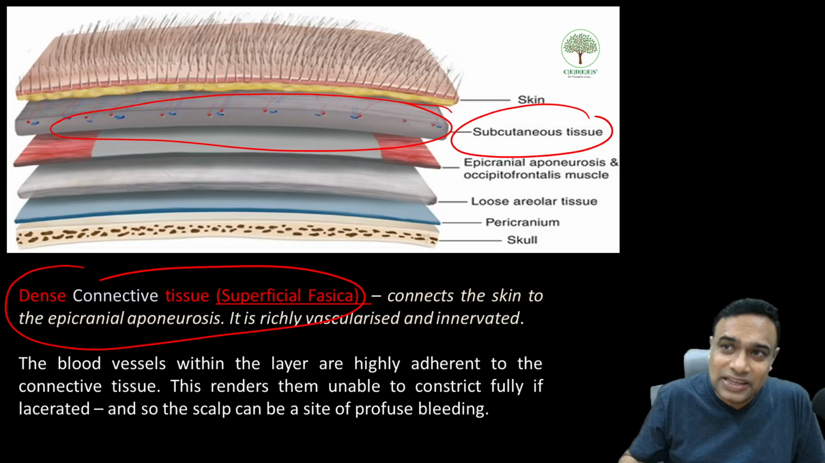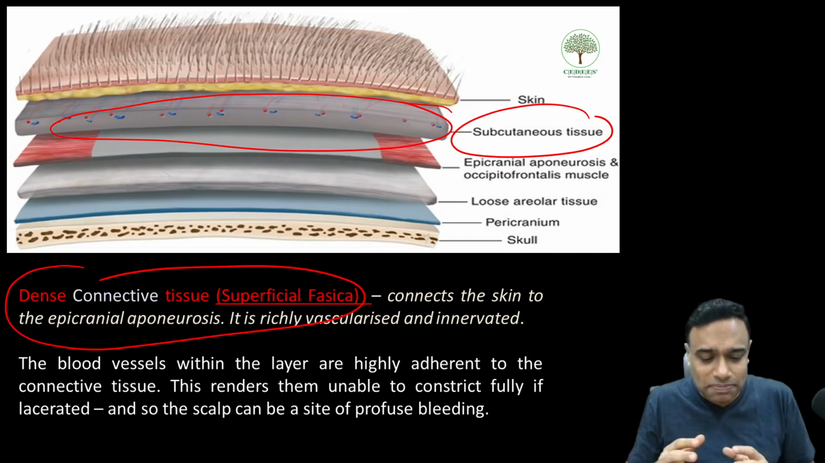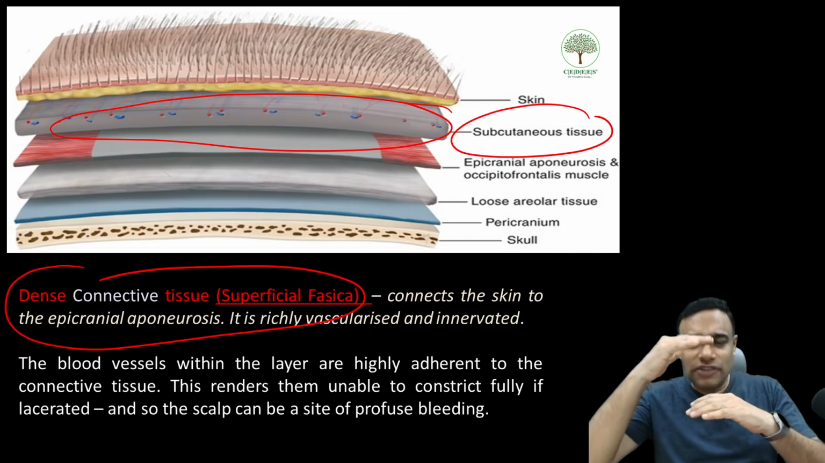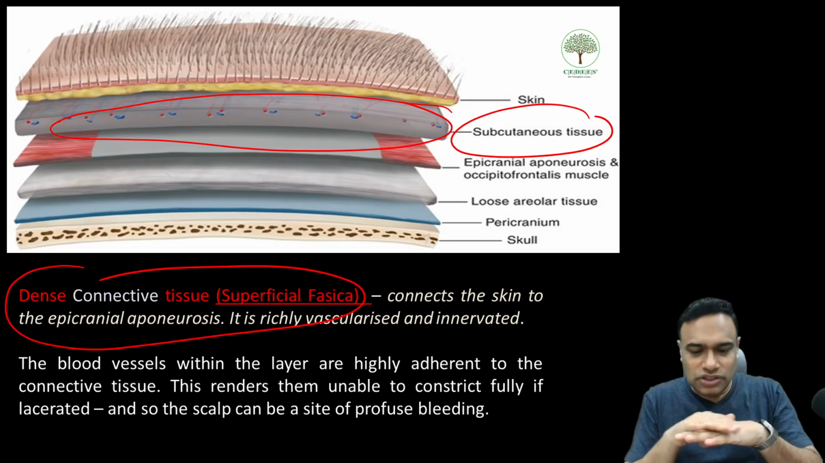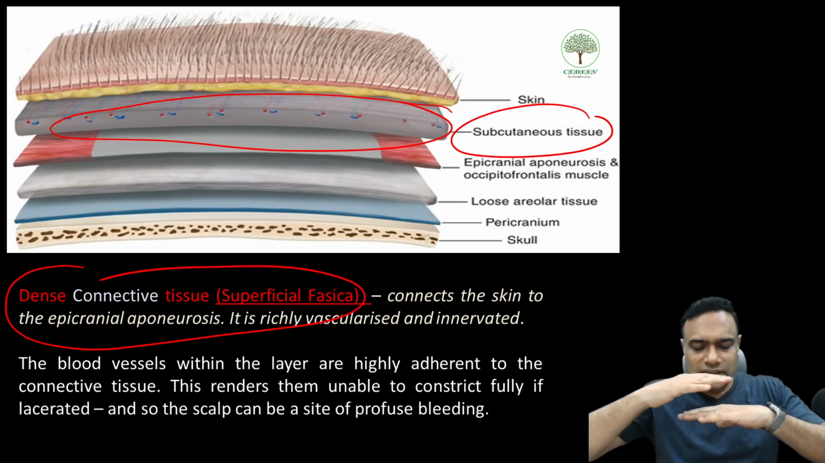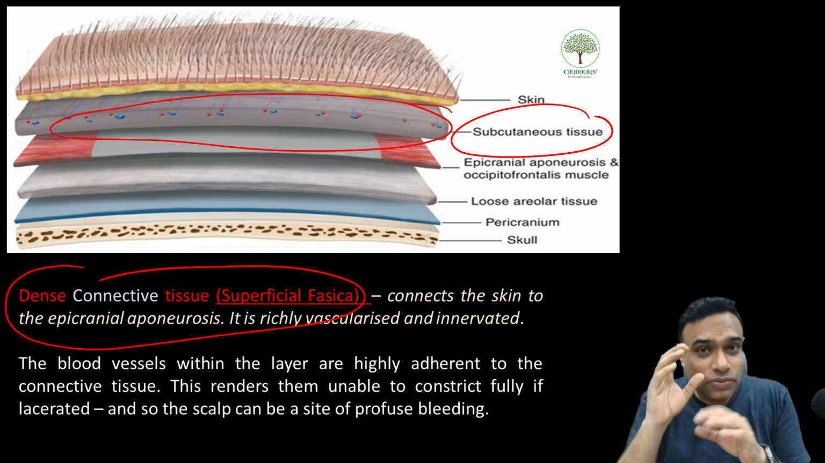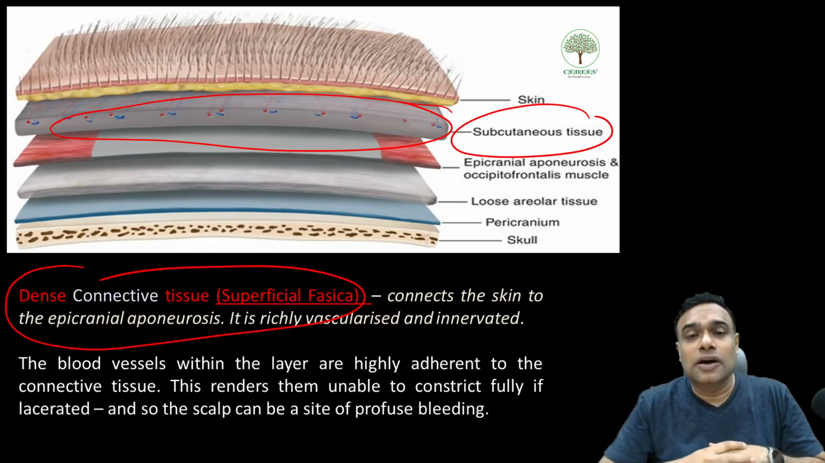Another point is that the blood vessels in this layer, what happens, my dear students, is that you have the skin on the top and you have the galea aponeurotica, or basically your aponeurosis there. Okay, so this layer or the dense connective tissue, I remember the word dense because it's very, very fibrous, right?